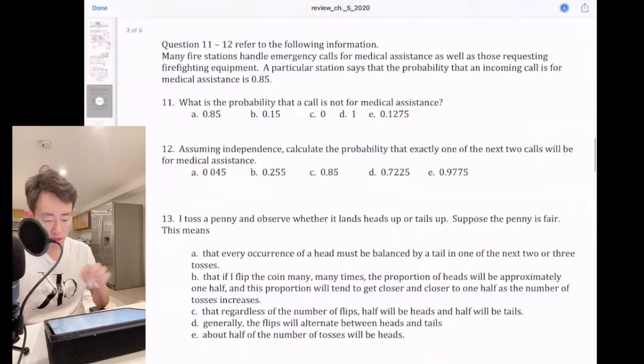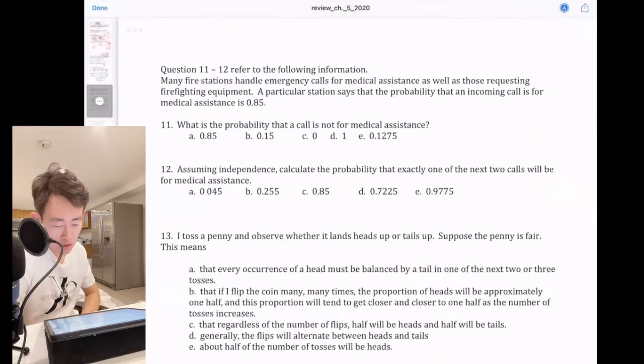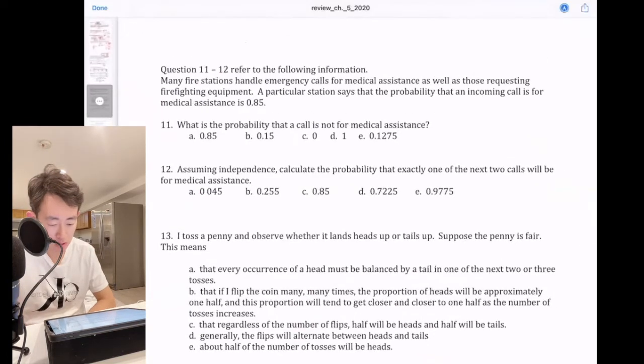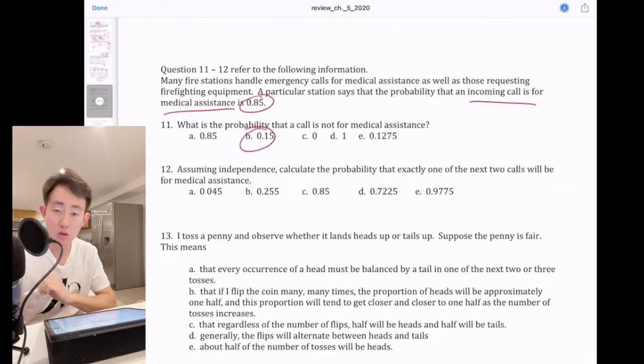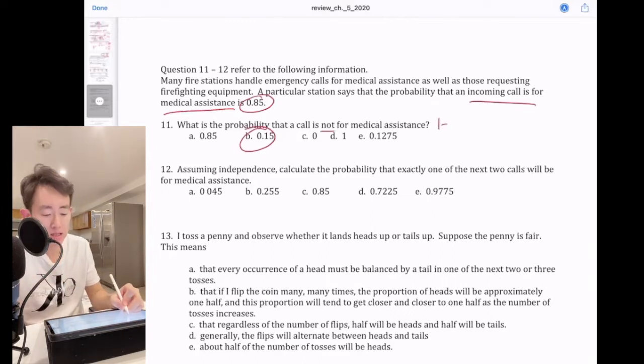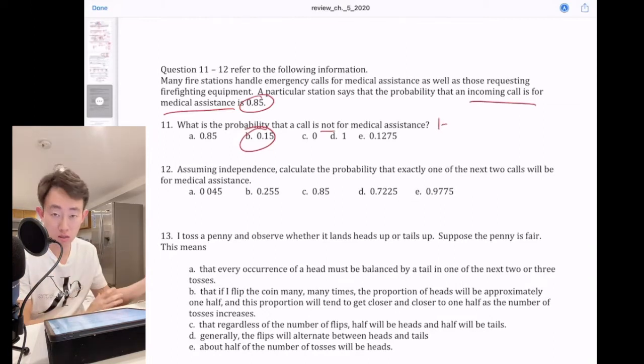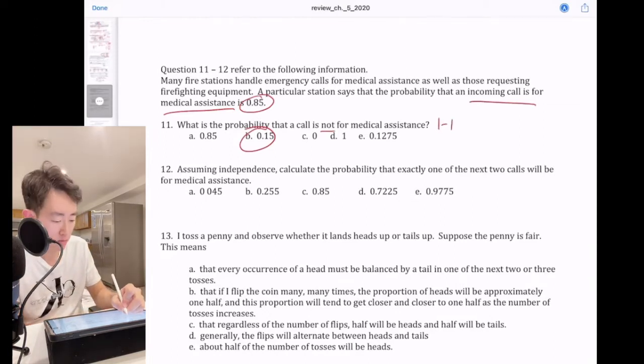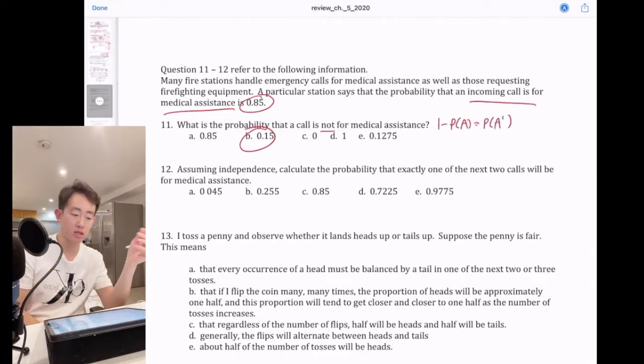All right, so halfway there, let's finish this through. Many fire stations handle emergency calls for medical assistance, and the probability that an incoming call is for medical assistance is 0.85. I hope it goes without saying that the probability that it's not happening is 1 minus the probability of it actually happening. That's always the rule for complements, right? The probability of A complement is always 1 minus the probability of A.